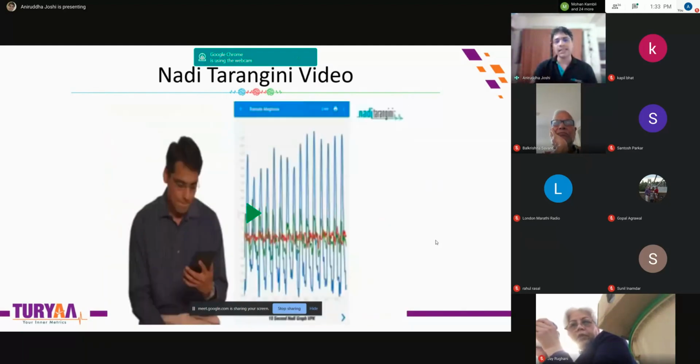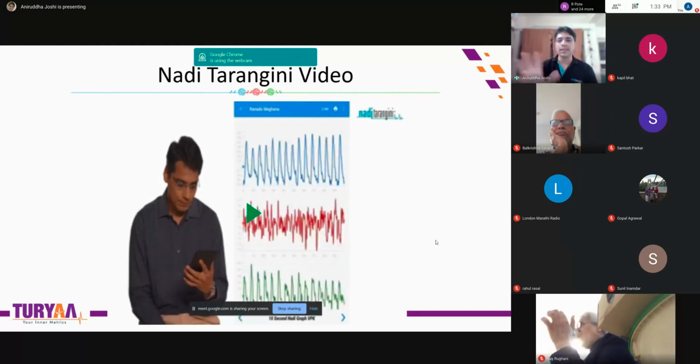And once the data is captured, it's uploaded on the server, and the report card comes back in a few seconds, and the doctor can explain the report card to the patient. So that is how this particular Nadi Tarangini works.